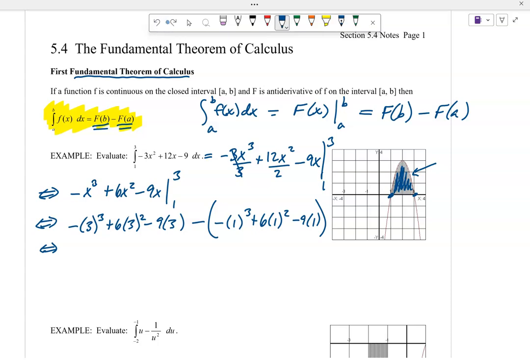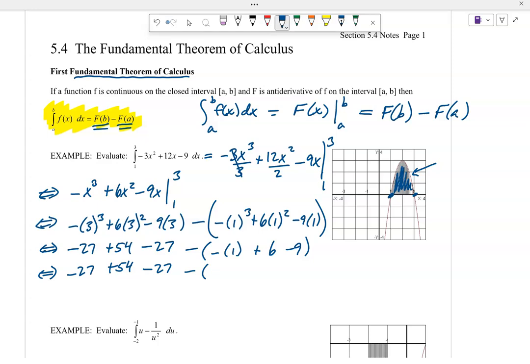Plus 6 times 9, so plus 54, minus 27, minus negative 1 cubed, plus 6 times 1 squared minus 9. So we've got negative 27 plus 54 minus 27, minus, I got negative 1 plus 6 is 5, 5 minus 9 is negative 4, so plus 4, negative 27 minus 27. That's negative 54 plus a 54. Those are gone. Plus a 4. So it looks like this area ends up being 4 units squared.